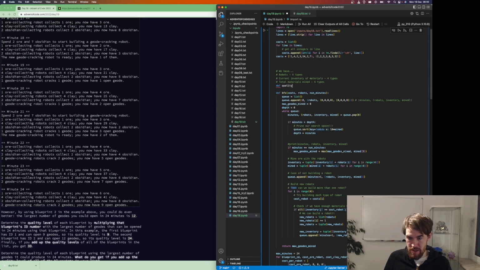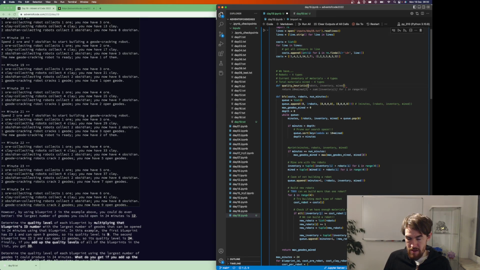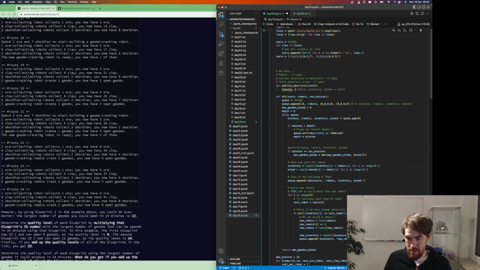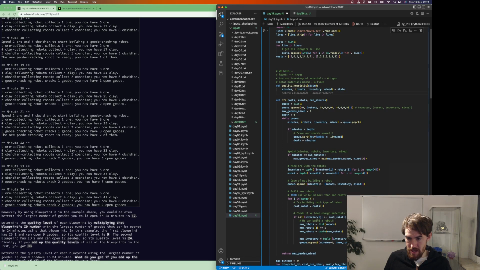Have quality heuristic states. So we have our minutes, robots, inventory, minus state, return.